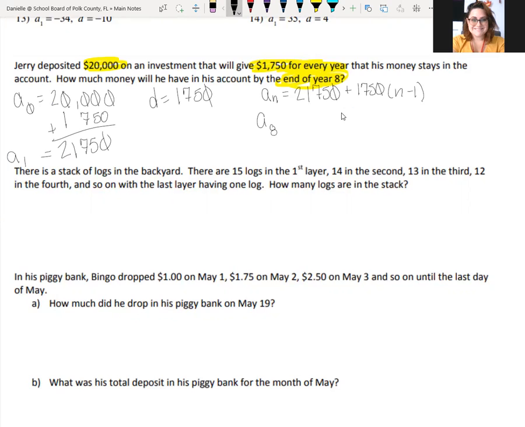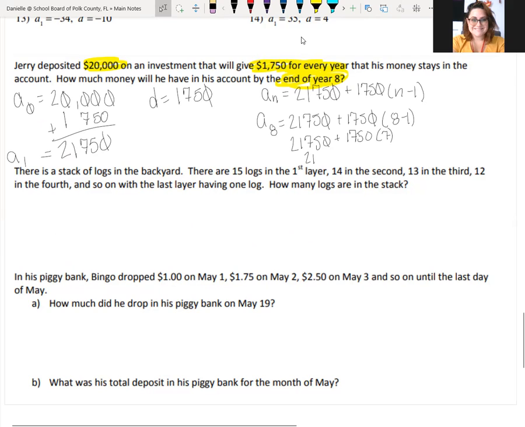So if we want to find year 8, we just plug in 8: 21,750 plus 1750 times 8 minus 1, 21,750 plus 1750 times 7. What is 1750 times 7? And then we add those two numbers together. And we get 34,000.